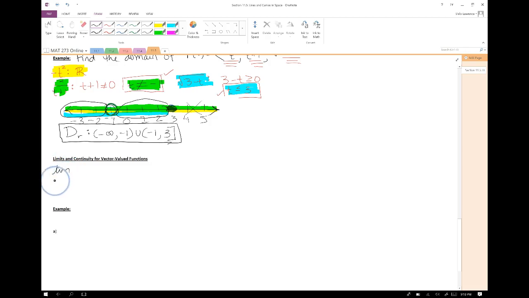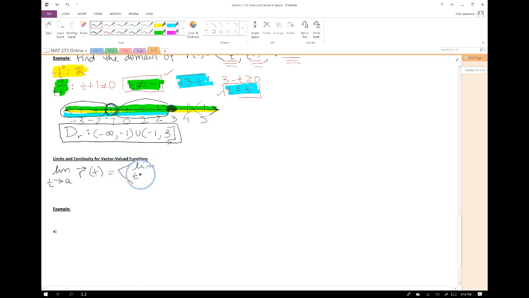So if you're asked for the limit as t approaches some value a for your vector valued function, well, if that r of t vector valued function has components x of t, y of t, z of t, all we have to do is take the limit of each of them individually.